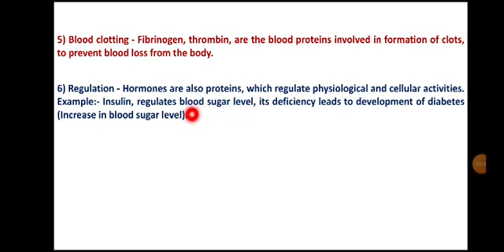So insulin is a hormone which is produced by pancreatic cells, and this insulin helps in the transport of glucose inside the cell, absorption of glucose by the cells. If it is not there, then its deficiency leads to diabetes, because the blood sugar level increases because it is not absorbed or it is not being transported to the cells.